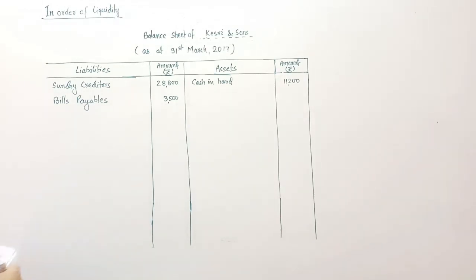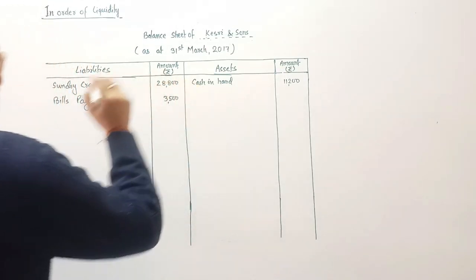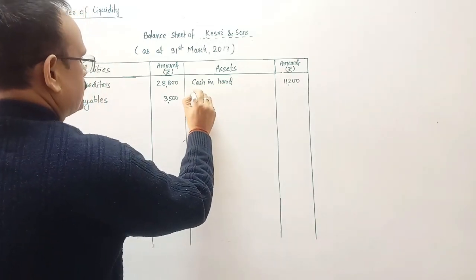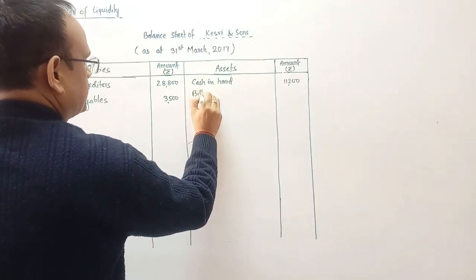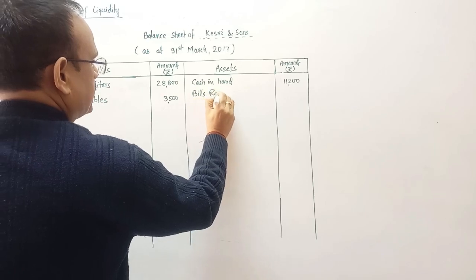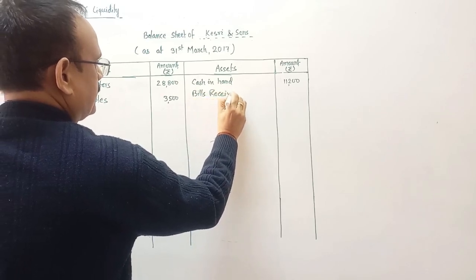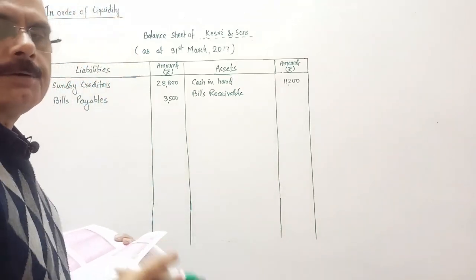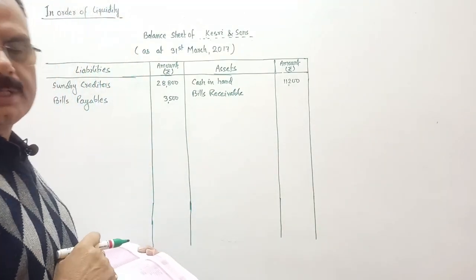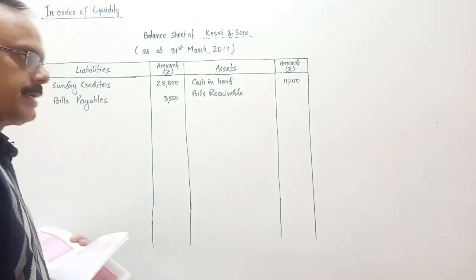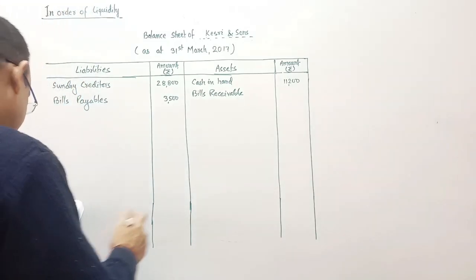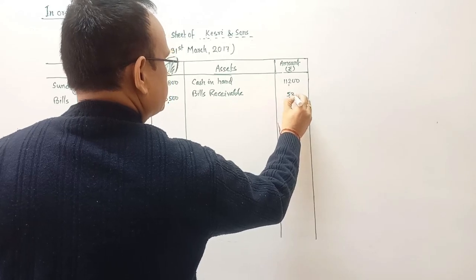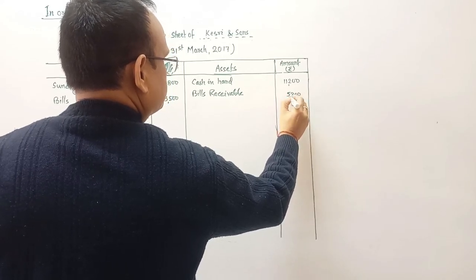Thereafter, bills receivable. Bills receivable is a current asset. So write in the asset side, bills receivable. Current assets are those assets which can be recovered or realized within 3 months or within short notice. So bills receivable is how much? 5,300 is the bills receivable.